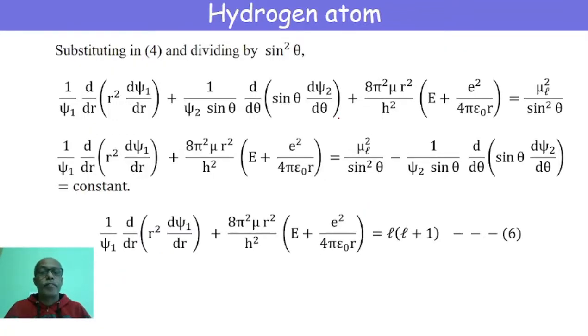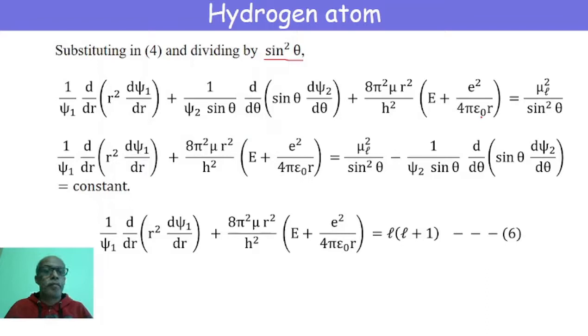I substitute the RHS of equation 4 by mu L square. Also, I have divided the same equation throughout by sin square theta, and therefore it becomes mu L square by sin square theta on the RHS. On the LHS it is 1 by psi1 d by dr of r square d psi1 by dr plus 1 by psi2 sin theta d by d theta of sin theta d psi2 by d theta plus 8 pi square mu r square by h square of E plus e square by 4 pi epsilon naught r. Those will be the terms in the LHS.